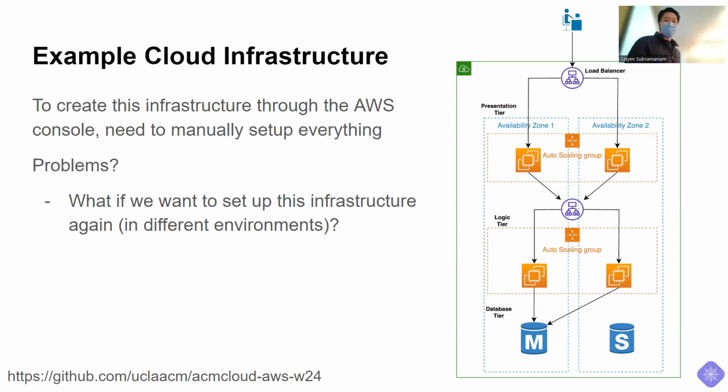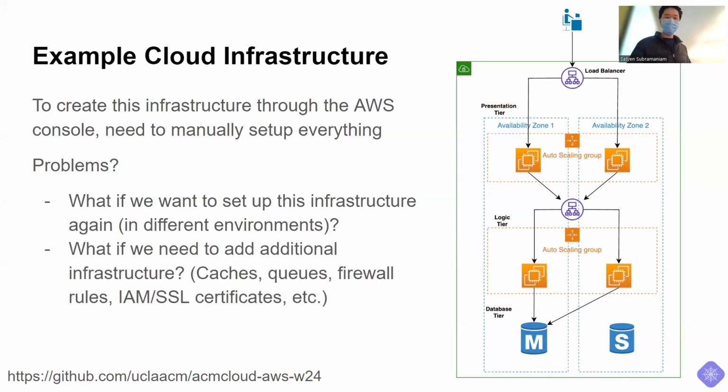So that's one big problem. Another one is what if we want to expand this infrastructure? When we want to customize something or add something, things like caches or queues, things like firewall rules or certificates. If we ever want to expand on this infrastructure and make it more complicated based on our needs, it could be very error prone and also take a lot of time to have to manually do this through an AWS console or something.